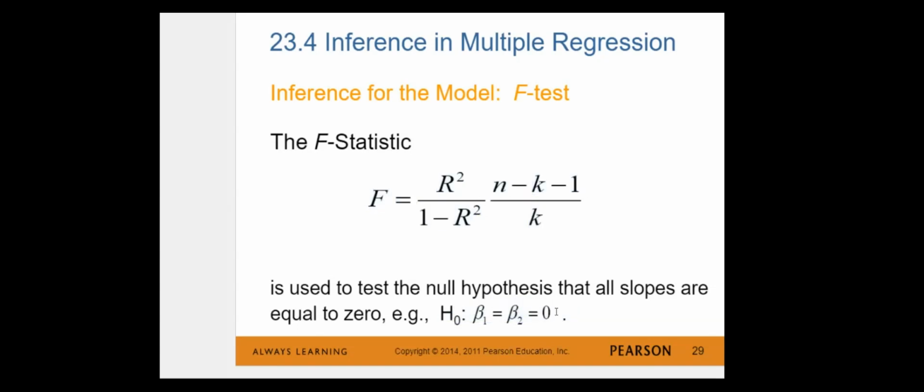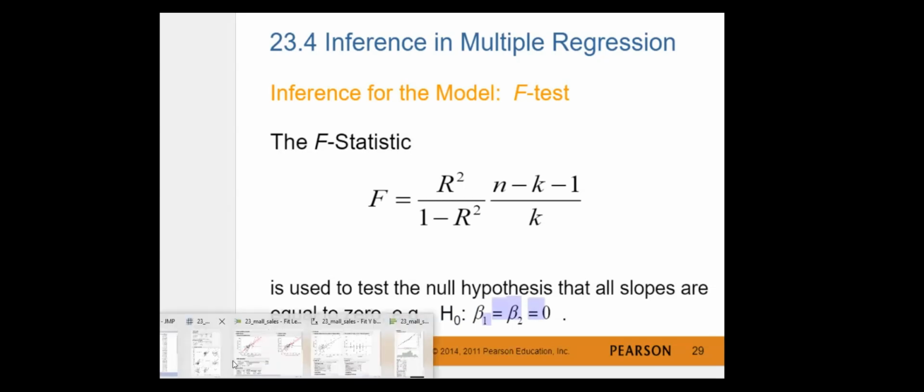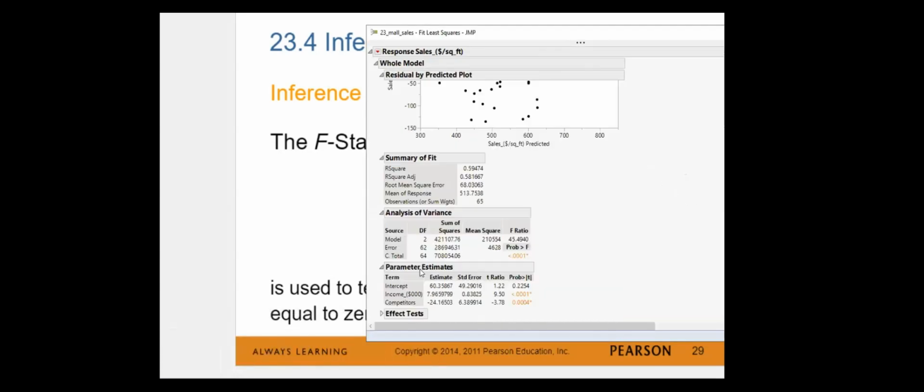The null hypothesis, you reject it if the p-value is less than 0.05, right? So what is the null hypothesis here? It's saying your slopes are 0. Looking at our results, are our slopes 0?